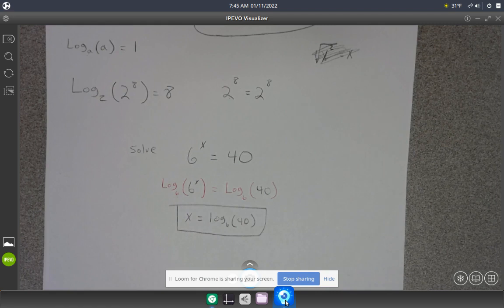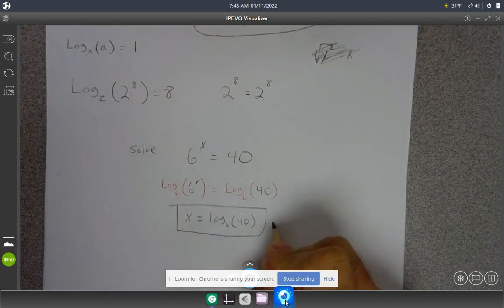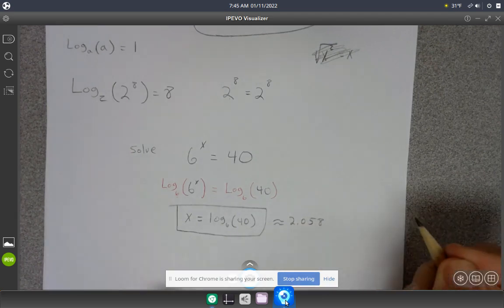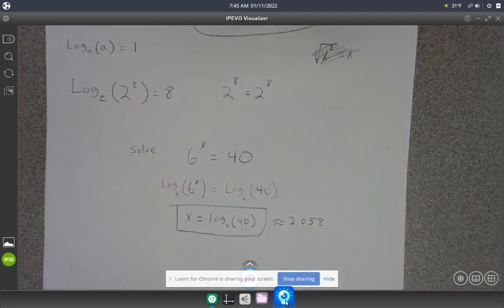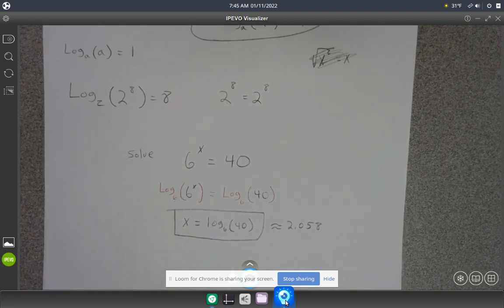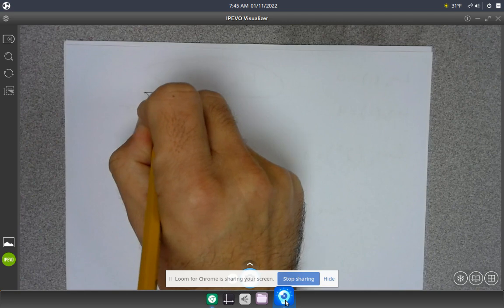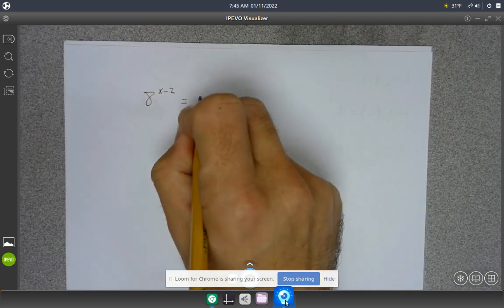Grab a calculator real quick, and I'll tell you what that is. As a decimal, that would be 2.058. This is approximately equal to 2.058. Okay, I'll do one more little exponential equation just so you have a couple of examples. But to solve an exponential equation, it's really just as simple as taking the log of both sides. That's how you do it.